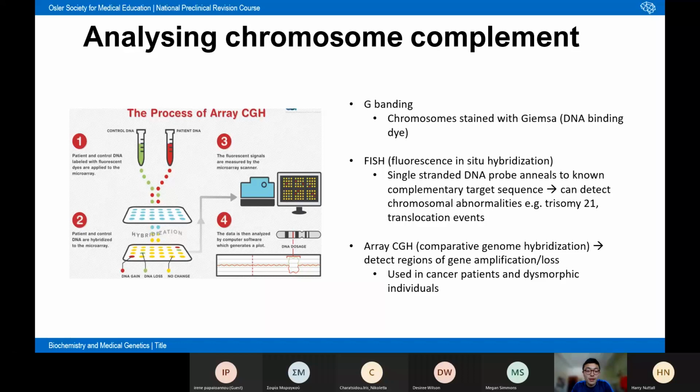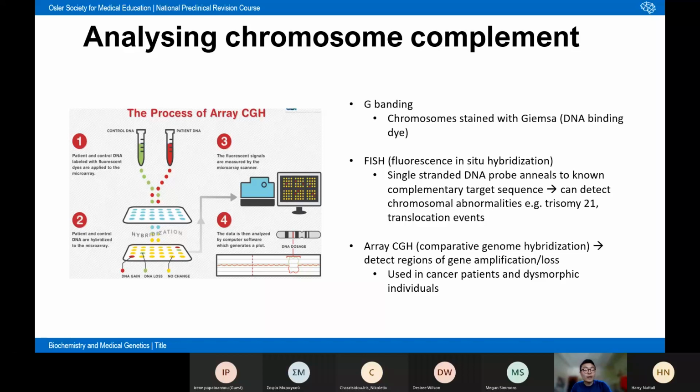Another method that has developed is called FISH, fluorescence in situ hybridization. This is when a single-stranded DNA probe anneals to a known complementary target sequence. So it's especially good if we're looking for something which we suspect, or we have a known target that we want to look for. It can be used to identify chromosomal abnormalities such as trisomies, so numerical abnormalities, but also structural events such as translocation events. Interestingly, it's also been used clinically. In breast cancer patients, we can detect overexpression of HER2, the Herceptin 2 receptor, and this can indicate the suitability of such patients to Herceptin therapy.